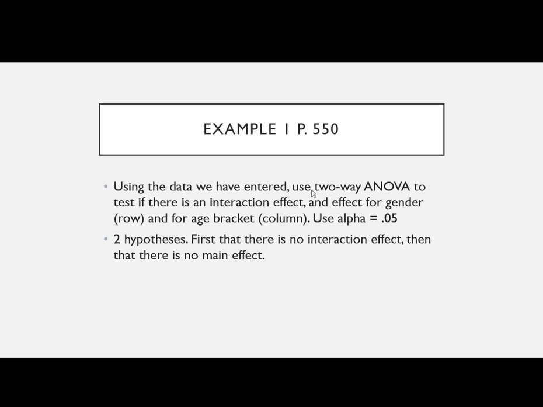So using the data we've entered, we use the two-way ANOVA to test if there's an interaction effect first, and then the effect for gender for the row and for the age bracket column. We use alpha equal to 0.05. We have 2 hypotheses: first, that there is no interaction effect, then that there is no main effect.